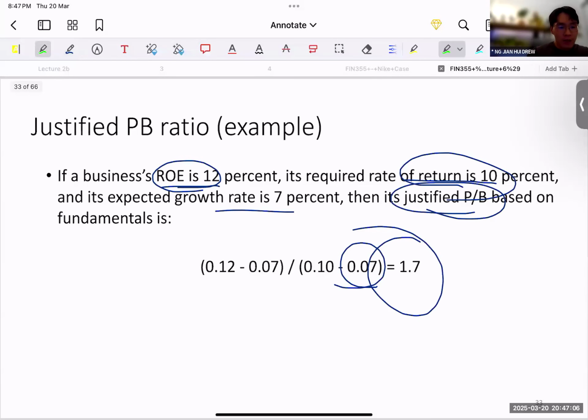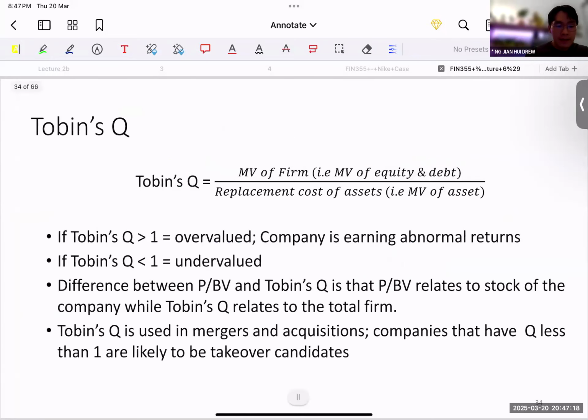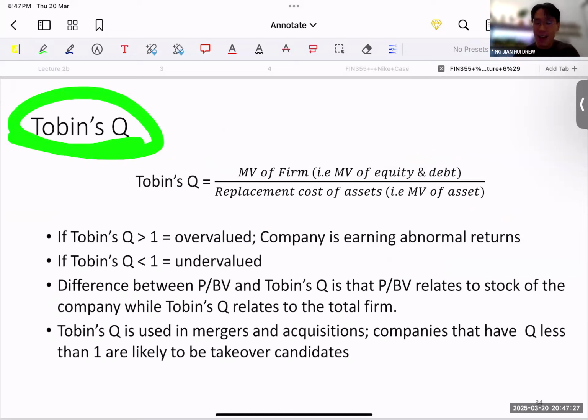Now, for price to book value, notice something. We are only focusing on equity, right? We're looking at equity only. Now, what is this Tobin Q? So Tobin Q, instead of focusing on equity, we're just looking at the firm value. So Tobin Q is the same as price to book value, but instead of focusing on equity only, it is focusing on the firm. What's the value of the firm? So this is very similar to your FCFF, FCFE, right? FCFE is only equity, FCFF is firm.